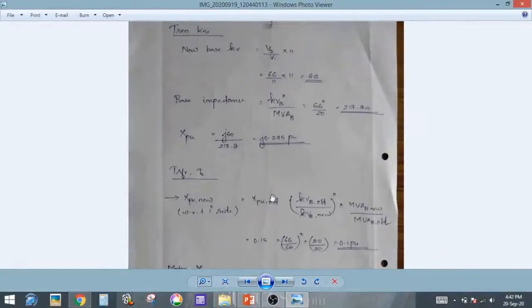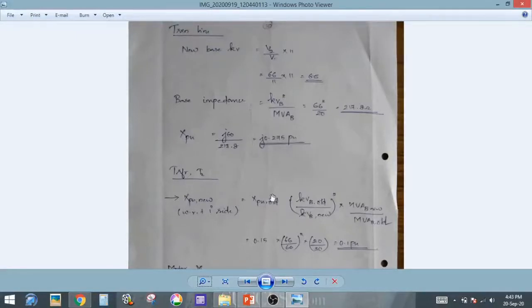Next component is the transmission line. For the transmission line, its actual value is j60. So we have to calculate the base impedance of the transmission line. For base impedance, we know base kV squared divided by base MVA. Since we are using the transformer, its base kV changes. The new base kV is 66. That is 66 squared divided by 20, which is equal to 217.8. This is the base impedance. So per unit impedance is the actual impedance divided by base impedance. j60 divided by 217.8, which is equal to j0.275.